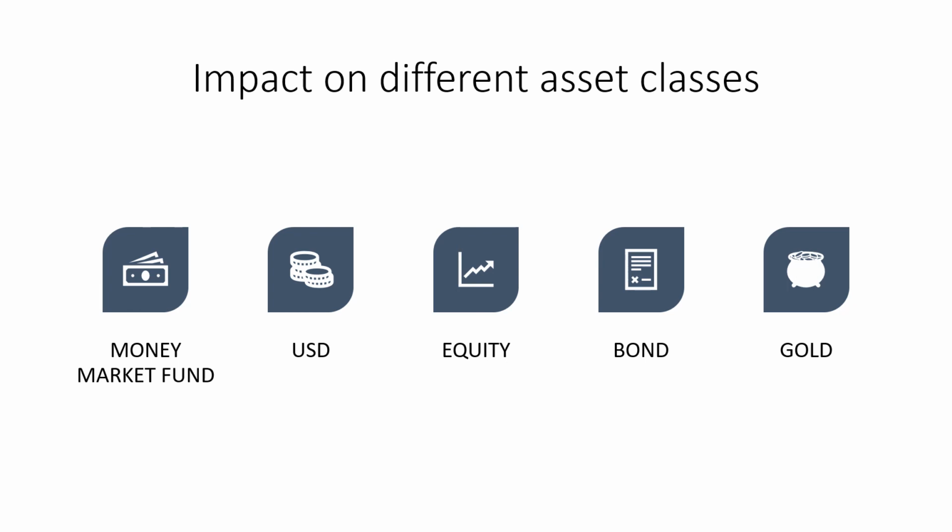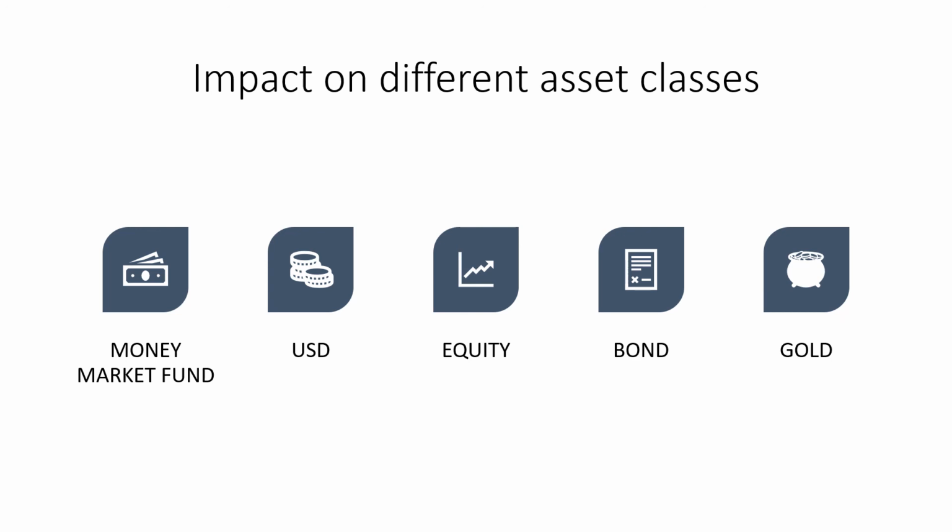And the fourth asset class, bond. As mentioned before, bond and interest rate again is negatively related. When interest rate goes down, the bond price supposedly will go up. But again, the impact on different grade of the bond, like high quality bond, the investment grade bond, or even the junk bond, will be different.